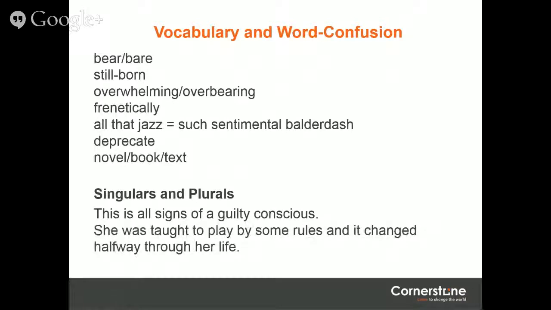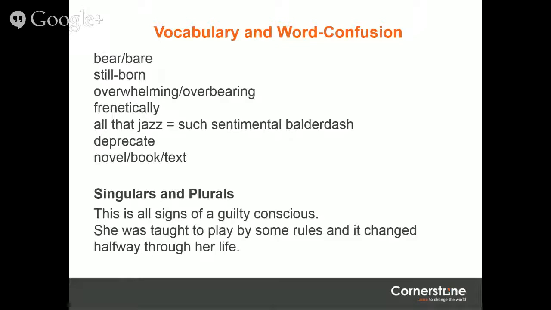You bear a child, B-E-A-R. You also bear your hardships and troubles. It's the same, B-E-A-R. B-A-R-E means naked, or to make yourself naked. So you can say she went to swim in the moonlight and she bared her body to the rays of the moon. Okay? Now, the word stillborn is a very, very good word and a very useful one for the story, because there are a few examples of children who have already died when they are born.